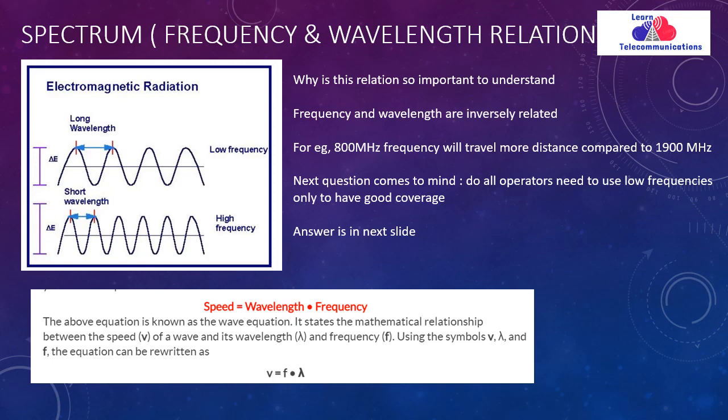In this diagram you see the low frequency wave as a long wavelength and the high frequency wave as a short wavelength. What it means is that frequency and wavelength are inversely related, meaning a lower frequency can travel a longer distance compared to a higher frequency. For example, an 800 megahertz frequency can travel more distance compared to a 1000 megahertz band.